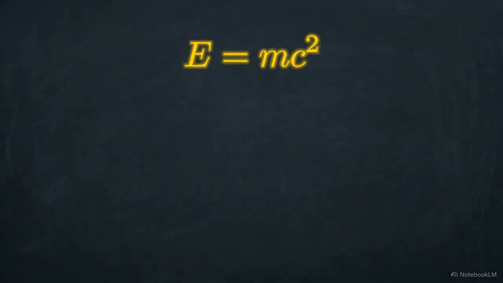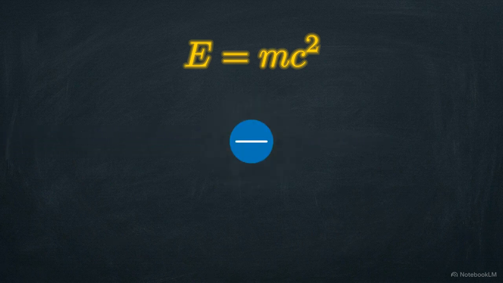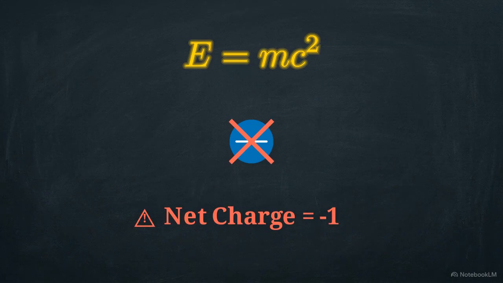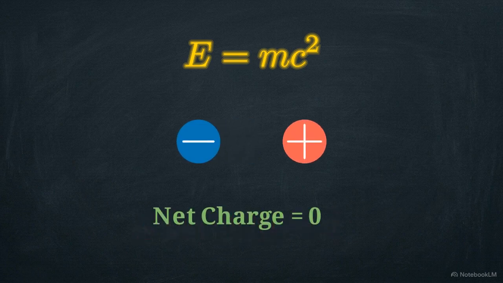Our final question is CRQ 5. Can we use Einstein's E = mc² to create a single isolated electron from pure energy? As this diagram shows, the answer is no. Creating one electron would introduce a negative charge where none existed before, violating the law of conservation of charge. To keep the net charge at 0, the energy must simultaneously create a positron, which has the same mass but a positive charge. Examiners will also look for a second point.